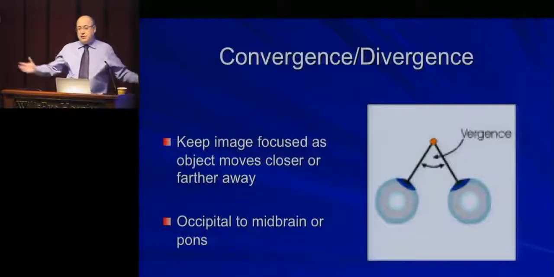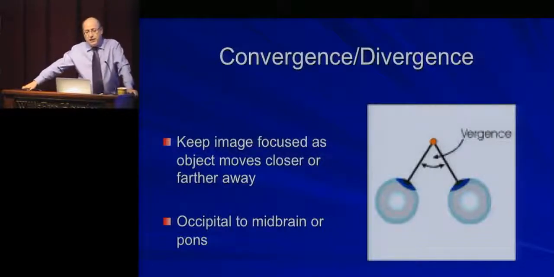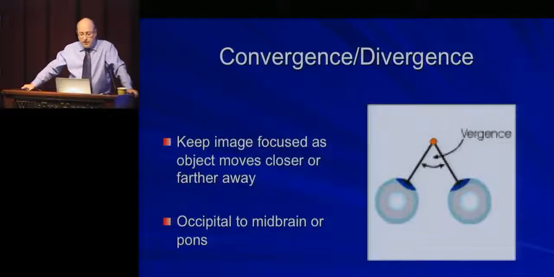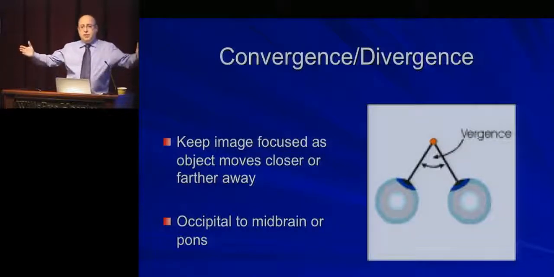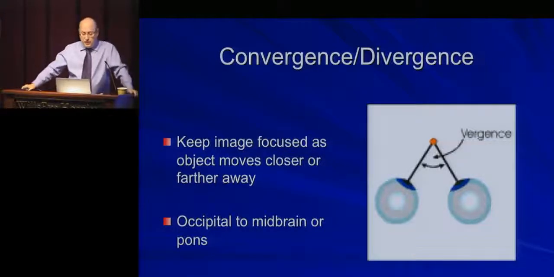But let's say the object is moving close and far. Then we need to converge our eyes slowly and diverge our eyes. And the pathway here is from the occipital lobe to the midbrain, where we have to use both medial recti to converge, or to the pons in order to diverge and use both lateral recti. So this is a slow eye movement system that is disconjugate.